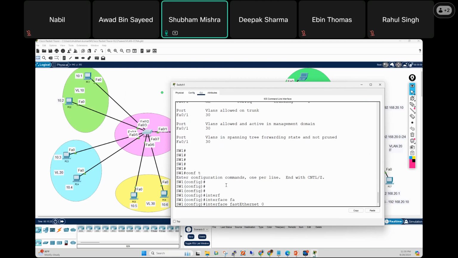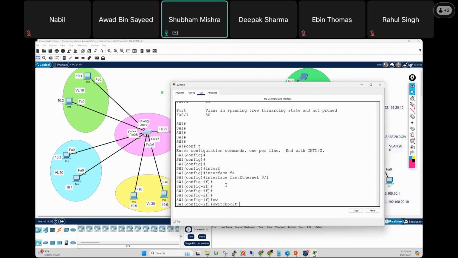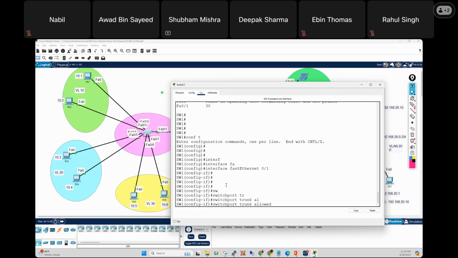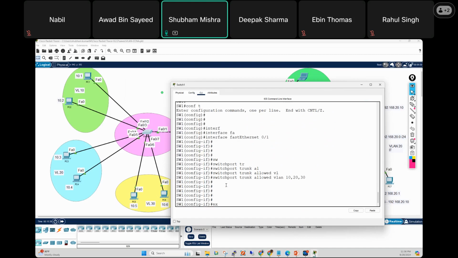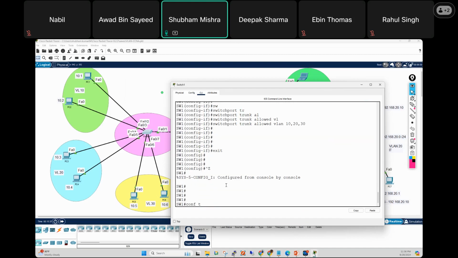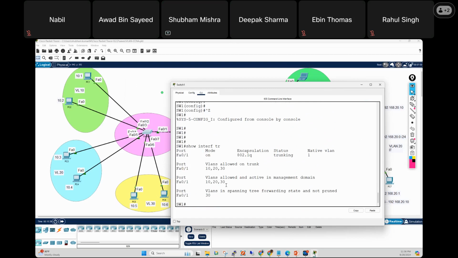Interface FastEthernet 0/1, switchport trunk allowed VLAN 10, 20, 30. Now the interface will work. See, now on the trunk all the VLANs are allowed. Okay.